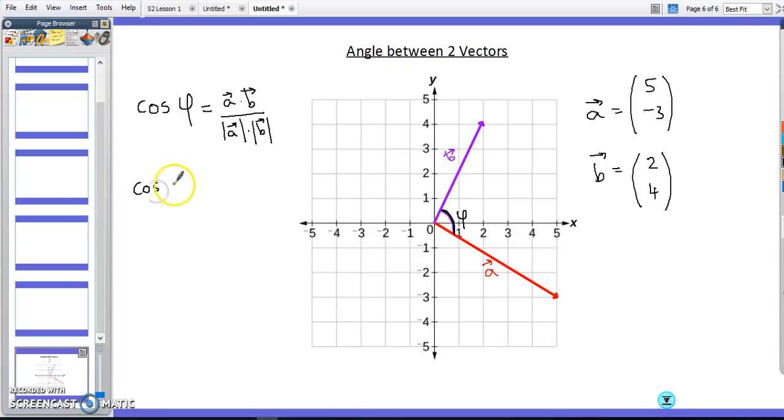In this case, we have the cosine of phi is equal to (5, -3) times (2, 4), divided by the absolute value of A, which would be the square root of 5 squared plus -3 squared. So in this case, we have 25 plus 9, the square root of that, which would be 34, multiplied by the square root of 2 squared plus 4 squared, so 20.